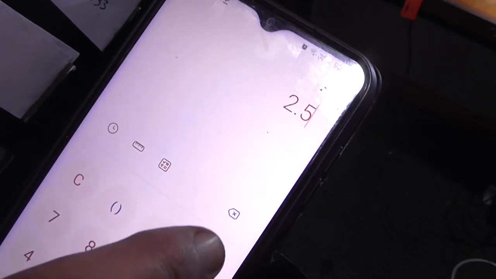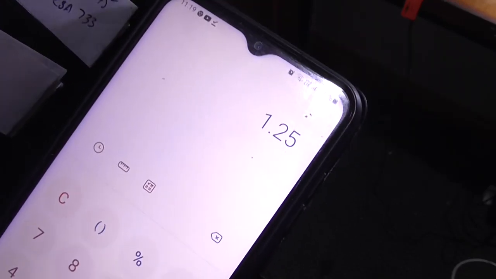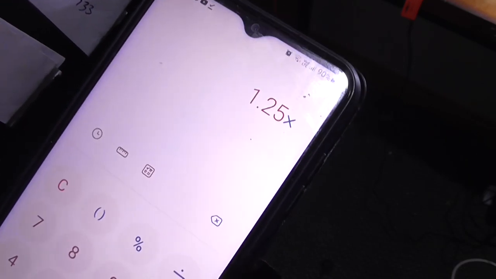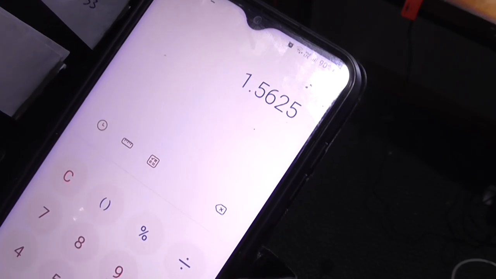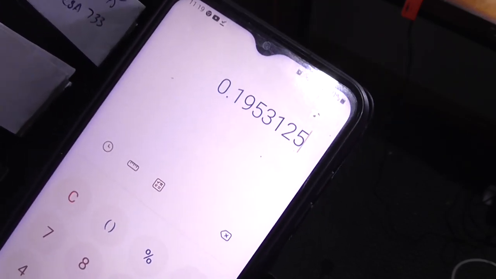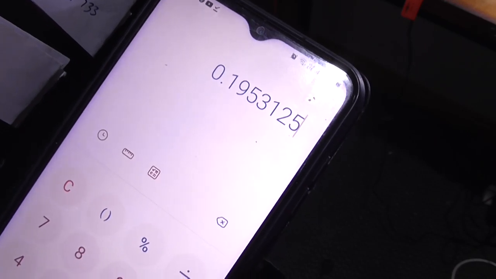Alright, so I'm going to say it's 2.5 volts peak to peak, divide that by 2, gives us 1.25, multiply that by itself, and divided by 8, apparently gives us more like 200 milliwatts.